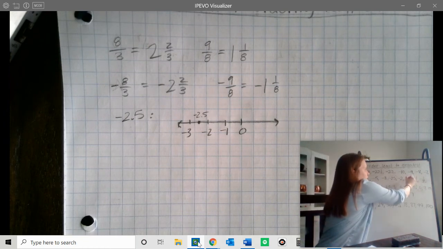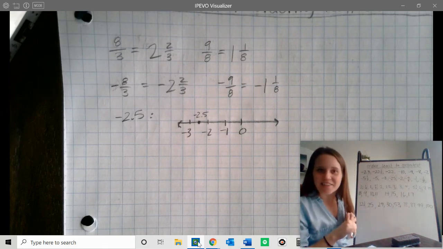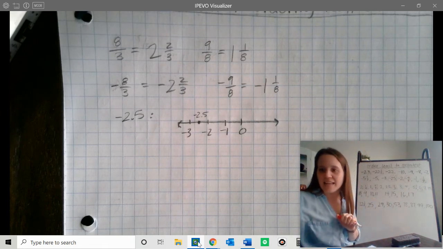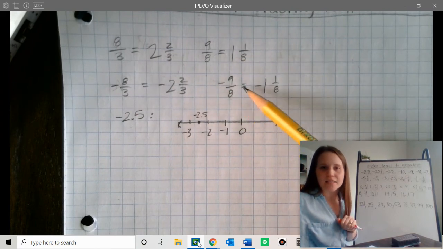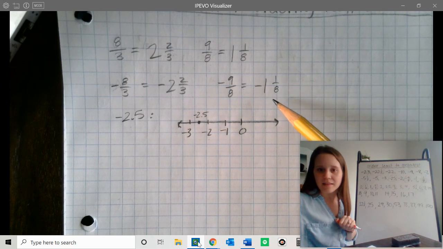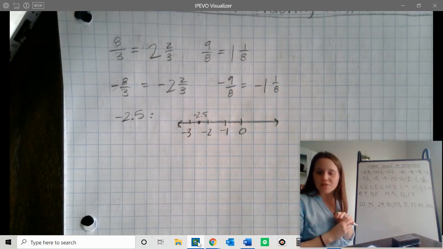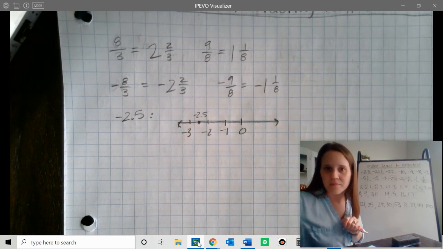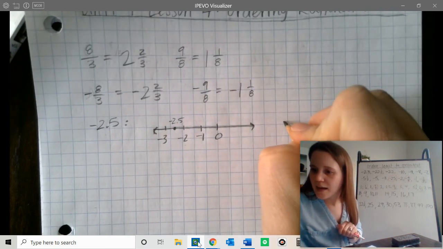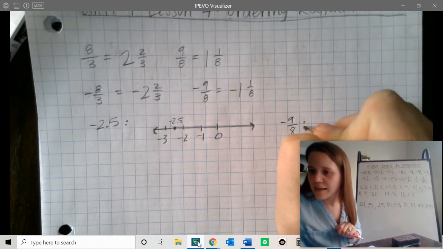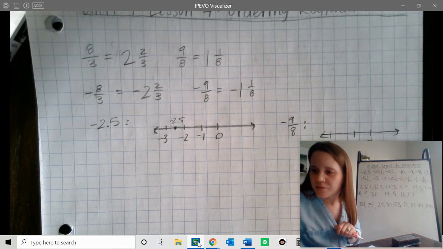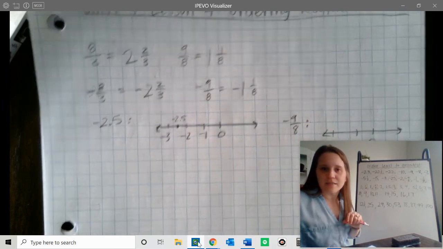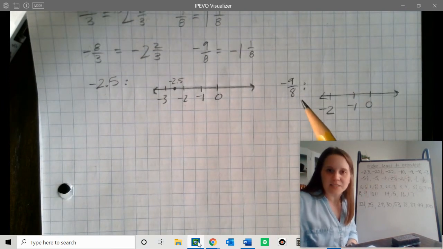Please find negative 9/8 on your list. Remember that 9/8 is equal to 1 and 1/8. So I thought negative 9/8 would be equal to negative 1 and 1/8. Okay, so that means what 2 integers does it fall between? Let's draw a quick number line. If I want to think about negative 9/8, I'm going to think, okay, here's 0, here's negative 1, here's negative 2. The question is, where does negative 9/8 fall?